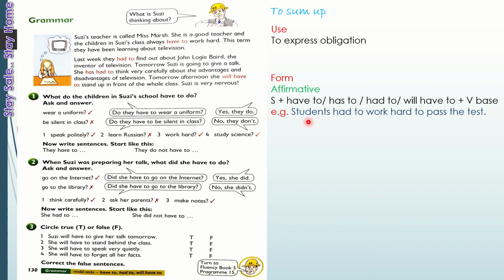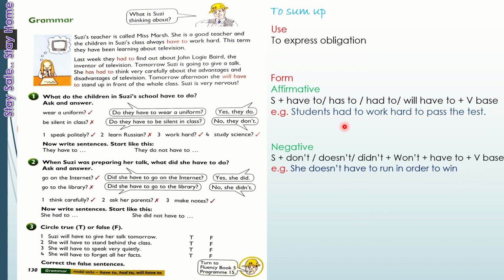It depends. So when I say students had to work hard to pass the test, had to here is in the past. So I'm talking about something in the past. Students had to work hard to pass the test. If it's a negative form, we said negative form, it's not a necessity. We said affirmative is a necessity to do, forced to do. Negative, it's not a necessity. It's that you're forced not to do it.